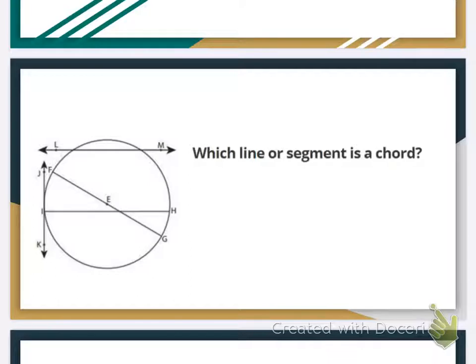So which line or segment is a chord? Remember, a chord is a segment whose endpoints are on the circle. So technically you have two. You could have the chord IH or HI, the same one. Or remember, a diameter is also considered to be a chord, FG or GF. Since it's a segment, remember to put the little line on top, and we're good to go.